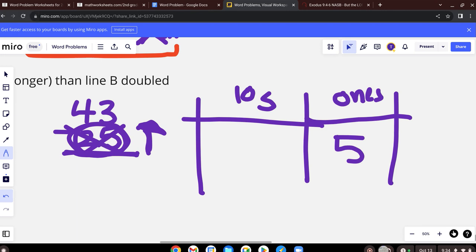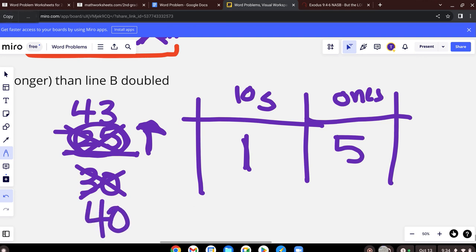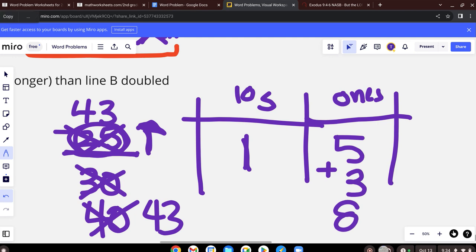30. Now how do we get to 40? We can add one more 10. When we add 1 ten, what does 30 become? 40. And you need 3 more. That equals 43. That's right. So 5 plus 3 equals 8, and 10 plus 0 equals 10. 18.